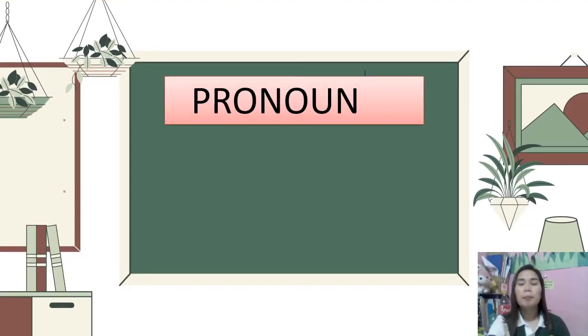Again, pronouns make up a small subcategory of nouns. The distinguishing characteristic of pronouns is that they can be substituted for other nouns. For instance, if you are telling a story about your sister Jane, the story will begin to sound repetitive if you keep repeating Jane over and over again, right? So this is where we need to use pronouns.